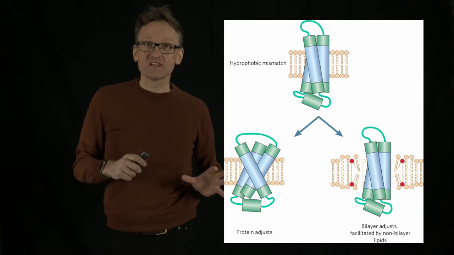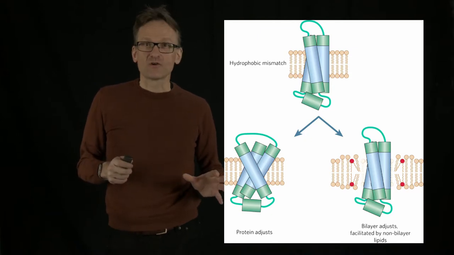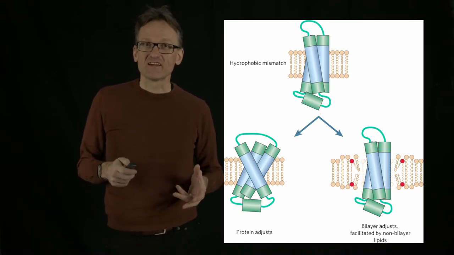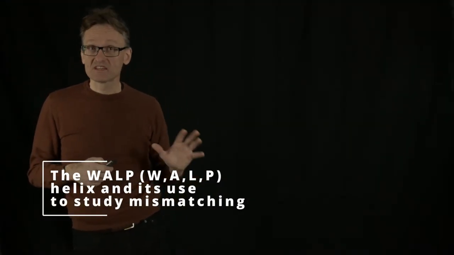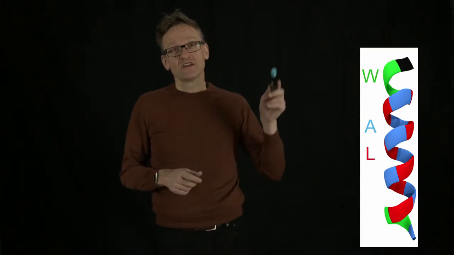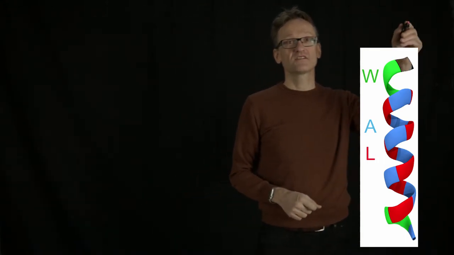So in general, these properties are true. The only question is how Antoinette Killian and others were able to study them. The way they did that was that they started from plain simple alpha helices because they're easy to insert in membranes. And then they systematically changed the composition here. W, tryptophan, A, alanine, L, leucine, and there is something else I'm not showing here simply because it's not really part of the helix, but the black part up here is a proline.